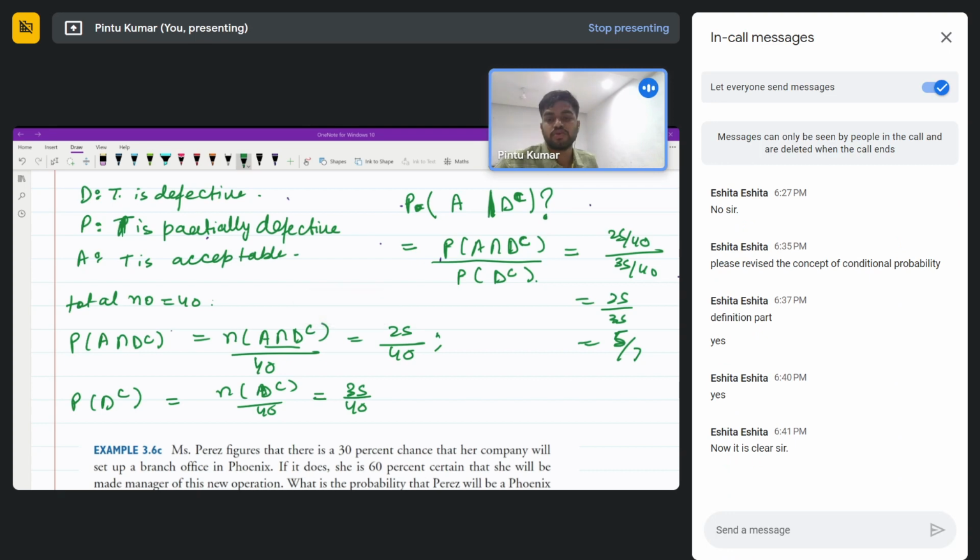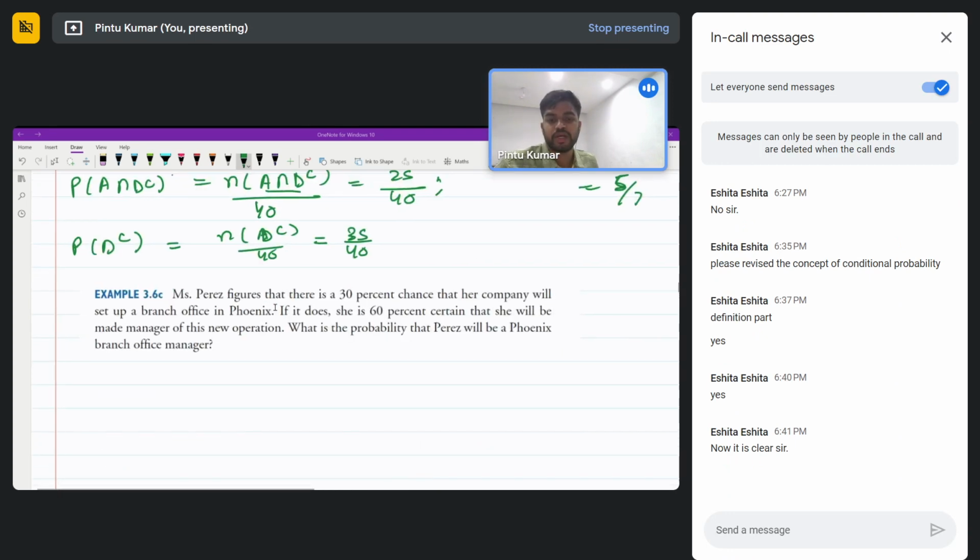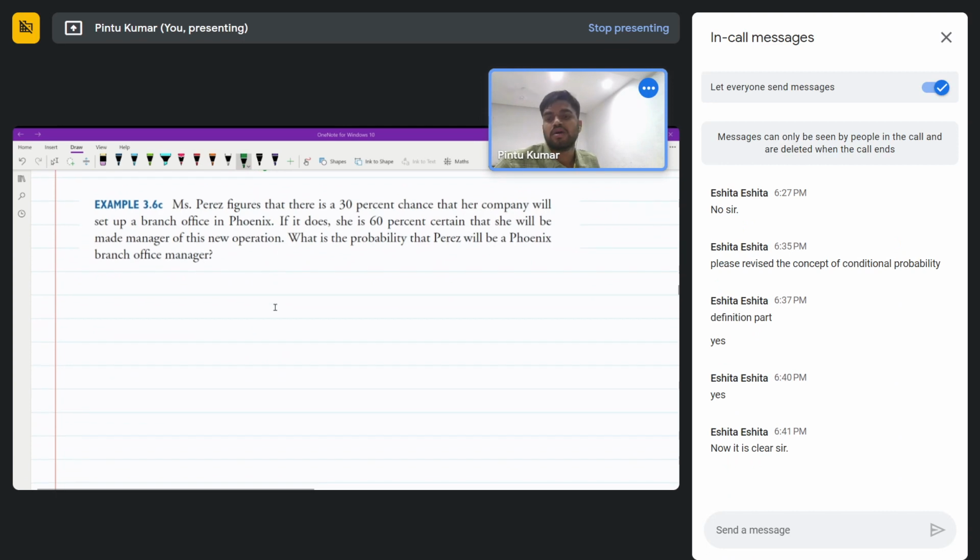So now let's go to the next question, and I would expect you guys to solve this. I'll give you 3 minutes to solve this. So I'll start attempting it at 6:50.